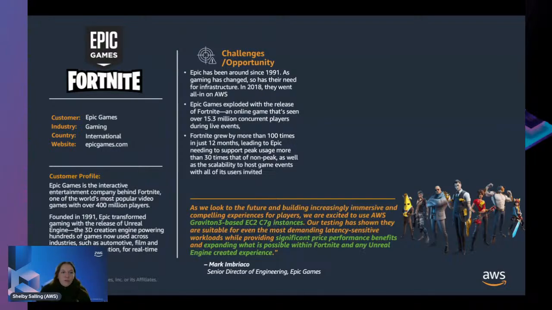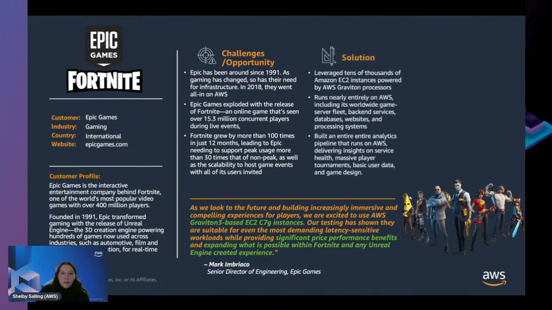And like I mentioned, they grew by more than 100 times in just 12 months. So they really needed to support peak usage more than 30 times that of non-peak, as well as the scalability to host game events with all of its users invited. And if you're thinking, 400 to 650 million, that scale definitely needed to be matched with something with high flexibility, resiliency. So they ended up leveraging tens of thousands of Amazon EC2 instances powered by Graviton processors.